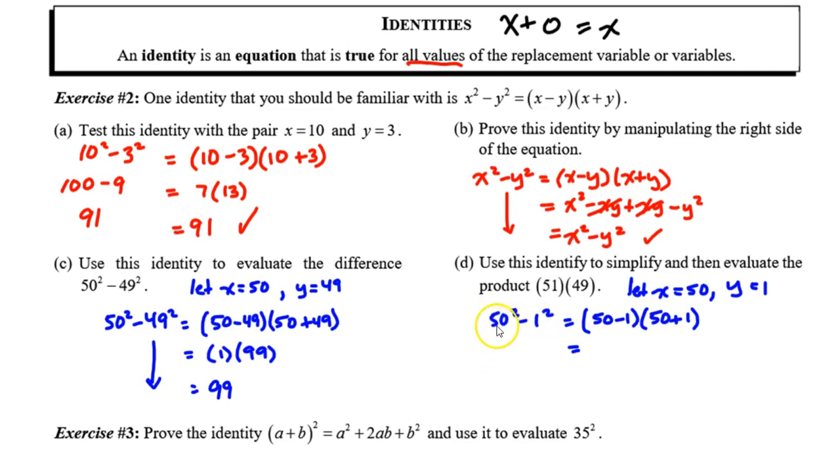But the left side looks pretty easy to me because I can square 5 pretty easily. That's 25. And therefore the square of 50 is 2500. And then just minus 1. So 2499 has got to be equal to 51 times 49. Pretty cool.